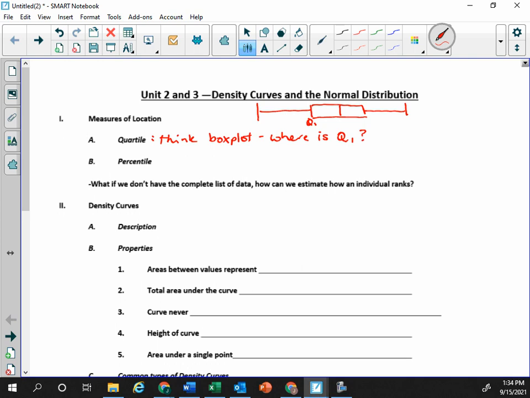Does anybody know what percentile that corresponds to? 25. Yeah, that's the 25th percentile. Remember with a box plot, each whisker, those are the lines on the end, each of those contain 25% of your data, and then each half of the box contains 25% of your data values. So Q1 corresponds with the 25th percentile.